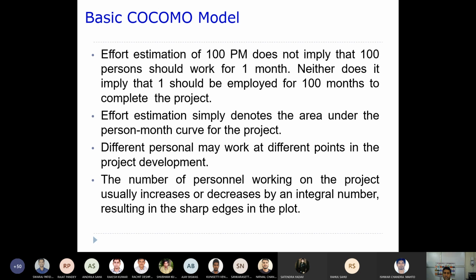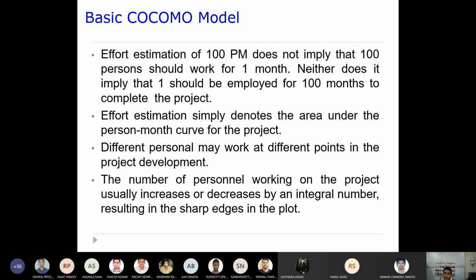At time 5 you have 6 persons, and so on. At different times, different people are deployed for different months, right? Now you can draw a curve. When you draw a curve, the area under that particular curve is going to give you the effort estimation. So that is what you need to understand: it is the area under the person-month curve.